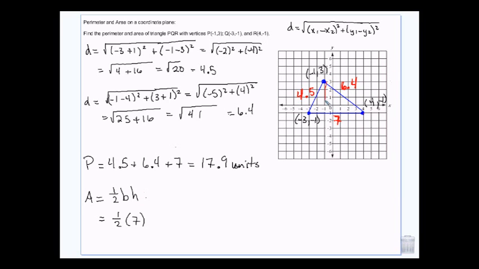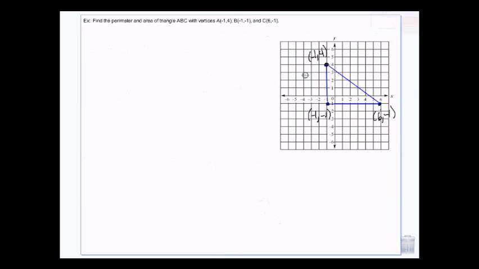Now the height is going to be from the vertex straight to the base, right? That makes a straight line, so I can count the spaces. 1, 2, 3, 4. So my height is going to be 4. So this is going to be 1/2 of 28, which is going to be 14 square units of some sort.